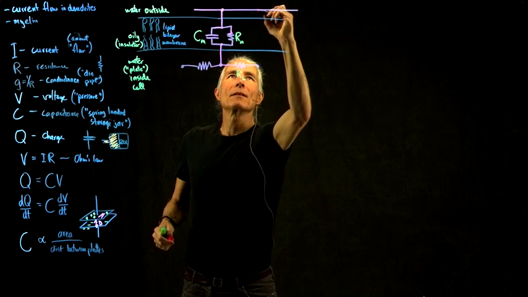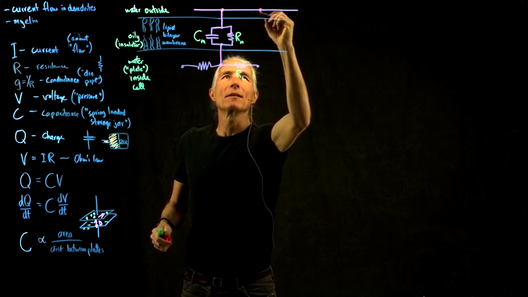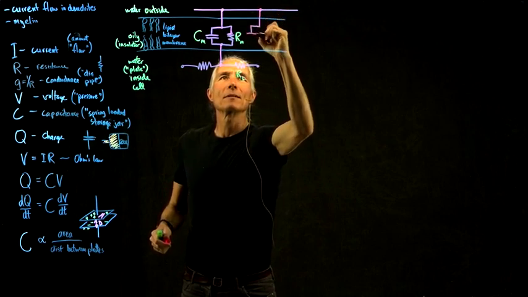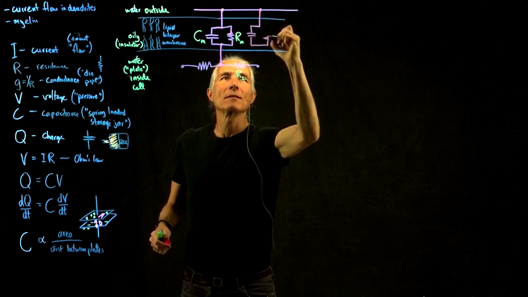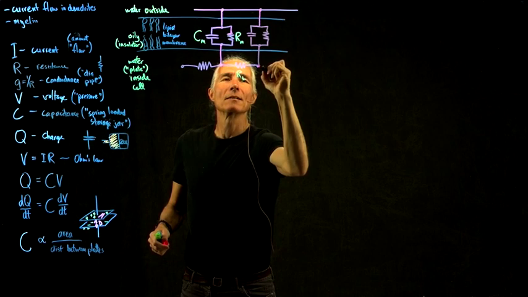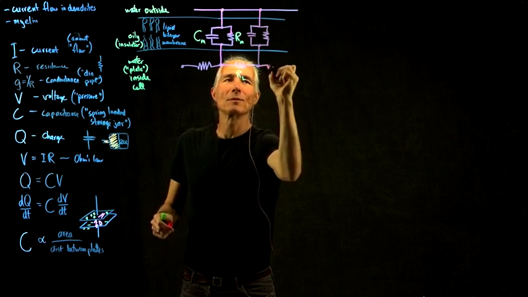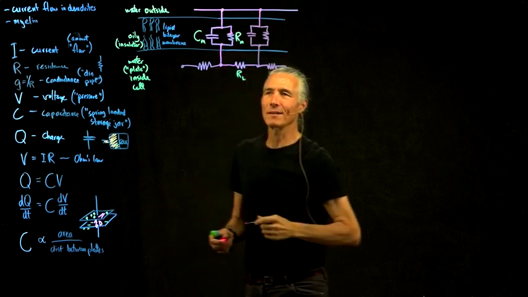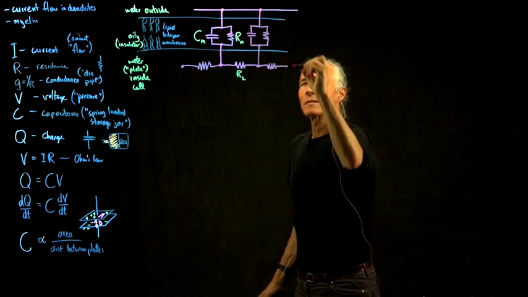But then there's another piece right next to it. So here's another piece. It's got another little capacitor, and there's another resistor, and then there's another connection to the next segment of conductive goo inside there. So this is our model.